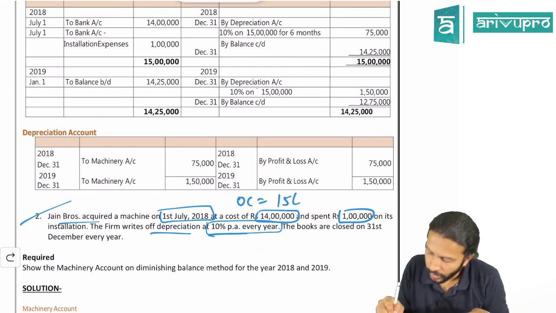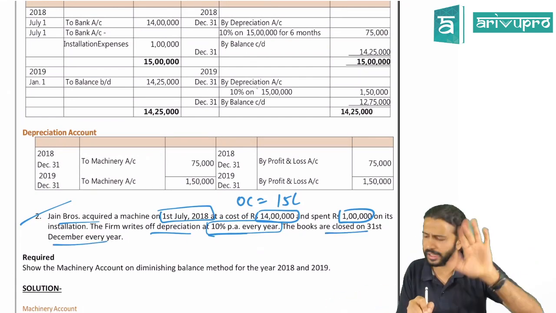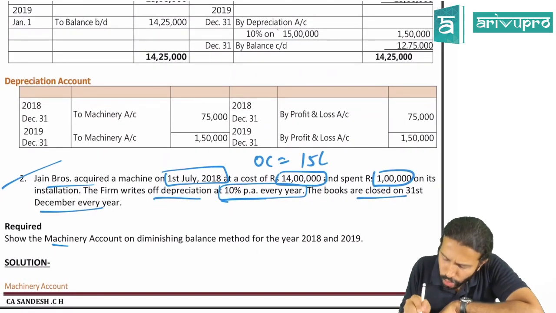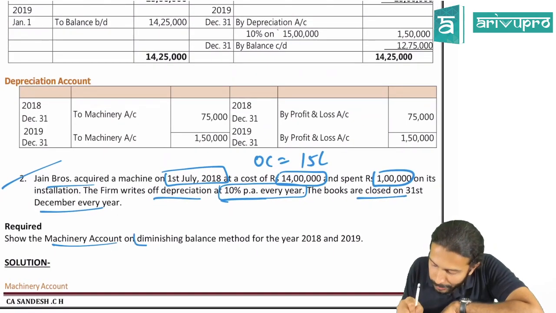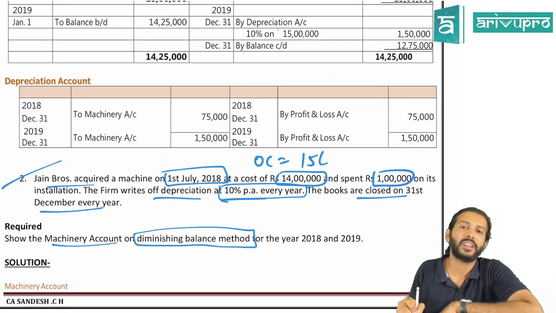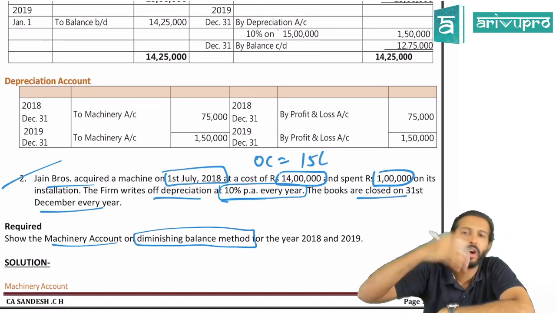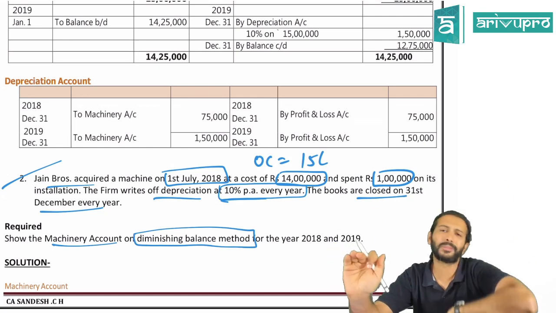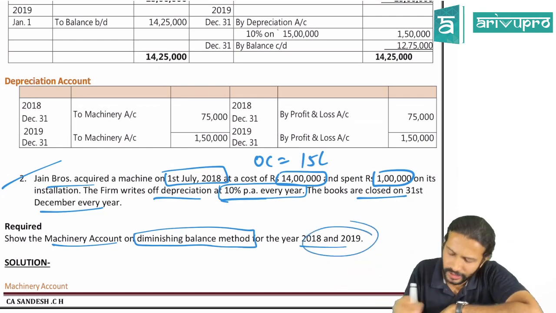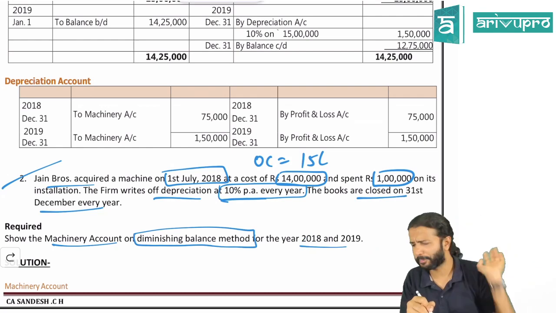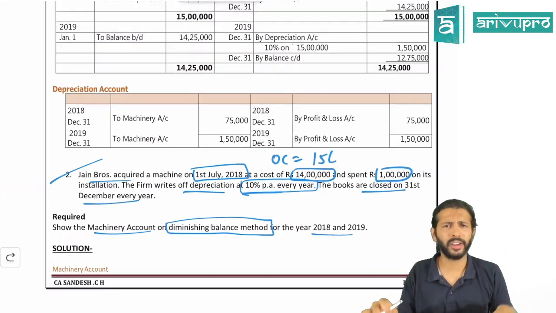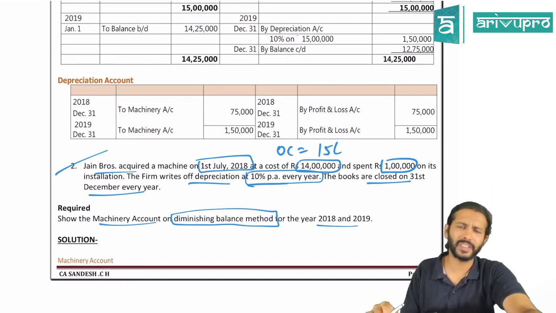The books are closed 31st December every year, they have said. You need to show machinery account on diminishing balance method. That means depreciation here is calculated on diminishing balance method, or written down value method, or reducing balance method. For the year 2018 and 19, same funda. But the amount of depreciation will change every year.